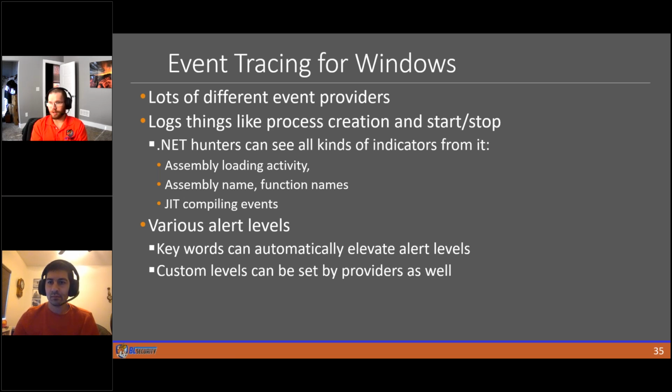And then ETW also has various alert levels. There can be keywords that automatically elevate alert levels. Custom levels can also be set by providers. An example of this is in the PowerShell logs, because PowerShell logs still go through ETW. If you do GetField on an object, GetField by itself is automatically elevated to an alert and logged, even if script block logging is not turned on. It's defined by Microsoft as a mandatory logging event because they view it as suspicious.